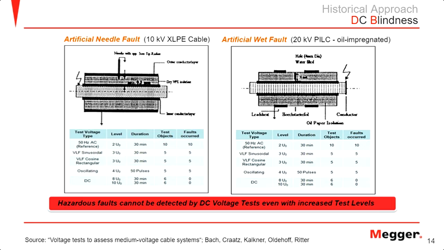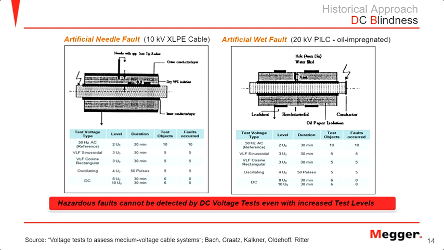And the duration as well, how much time they did it for, and the test objects and the faults that occurred. So 10 out of 10 faults were found in 50 hertz. If you look at VLF sinusoidal, they found 5 out of 5 faults. VLF cosine rectangular, they found 5 out of 5 faults with 3 times the operating voltage. And even if you use 8 to 10 times the operating voltage in DC, they could not find the fault in that case. So it is blind to certain kinds of defects.